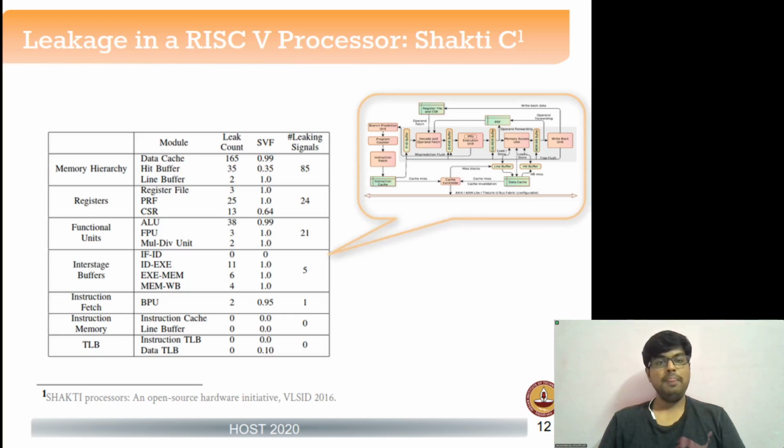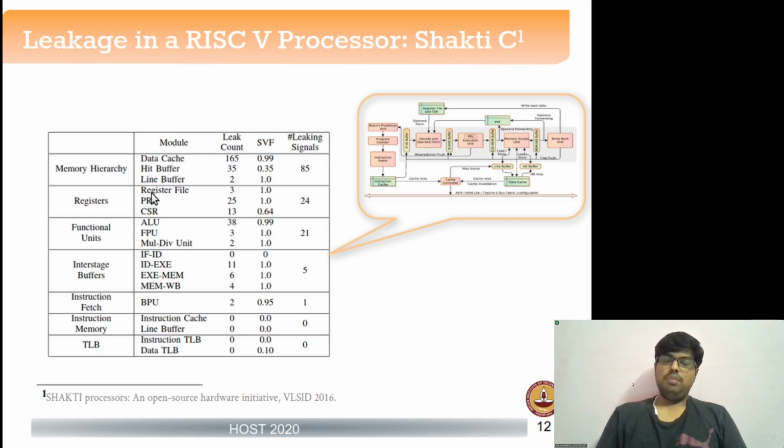When we pass the source RTL of our reference platform to PLANT, this is the leakage report we have got from PLANT. All the modules here are grouped by their functionalities, for example memory hierarchy, registers, functional units, interstage buffers, instruction fetch, instruction memory and TLB. As we see here, in the memory hierarchy group, the modules such as data cache, hit buffer, and line buffer are causing more leakage. There are about 85 signals in total that cause side channel vulnerability.